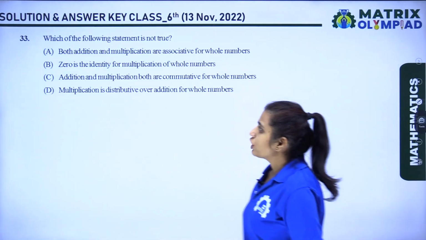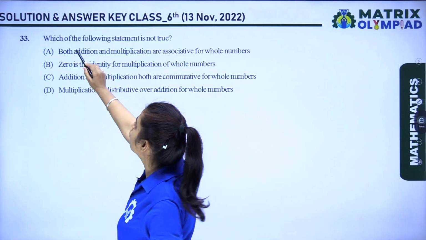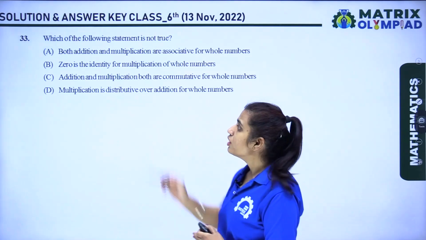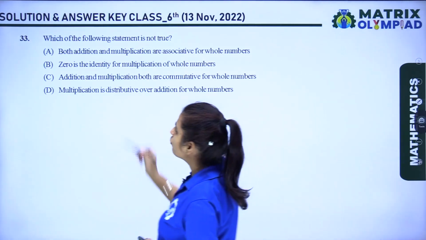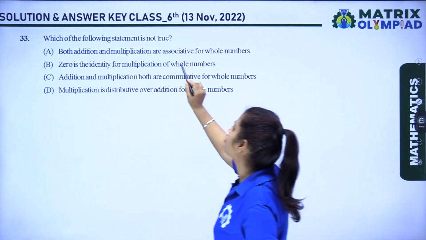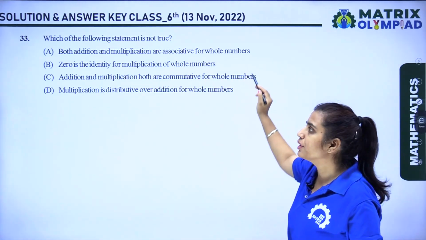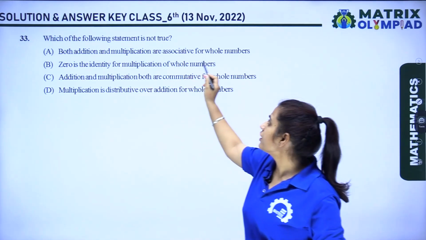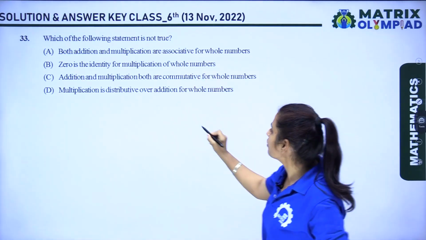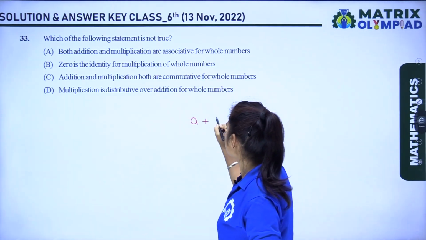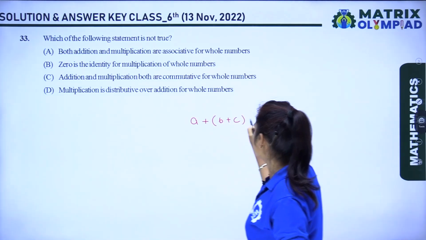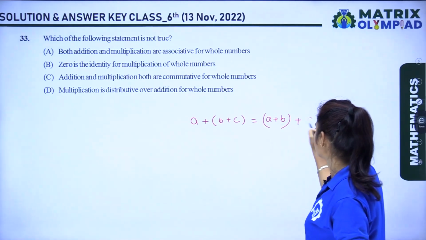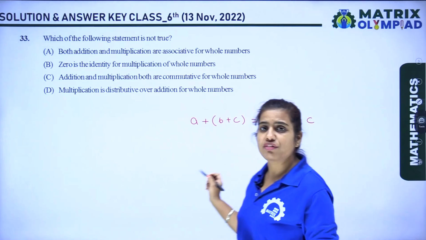Now the next question is question number 33. Question number 33 is, which of the following statement is not true? We have to find out which statement is not true out of these four statements. So first statement is, both addition and multiplication are associative for whole numbers. Now this statement is for the associative property. Now associative property is A plus B plus C is equal to A plus B bracket plus C. This is the associative property of addition in whole numbers.